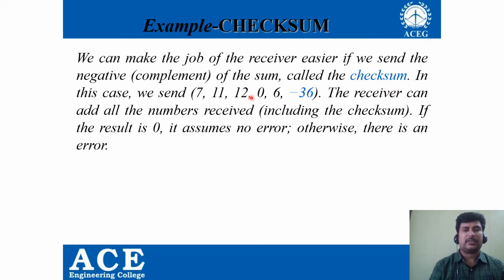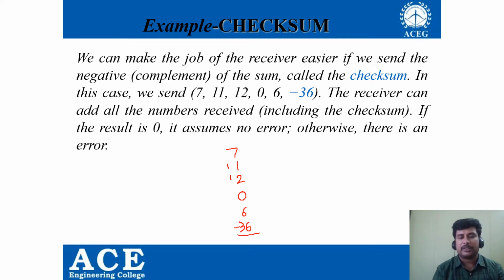Now once these 6 numbers are received at the receiver, that is the 5 numbers transmitted along with the checksum value, we are again trying to calculate the sum of all the numbers including checksum: 7, 11, 12, 0, 6 and minus 36. Now in case there is no difference in any of the bits that have been transmitted and all the numbers are transmitted without error, what happens is the sum of all these numbers, 7 plus 11, 18, plus 12, 30, 30 plus 6, 36, minus 36, becomes 0.